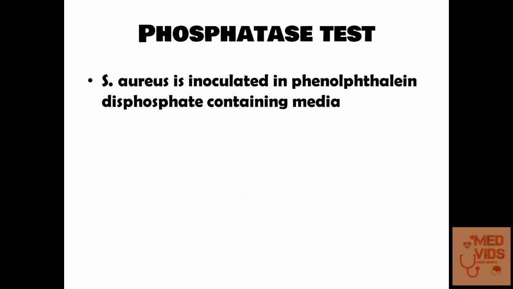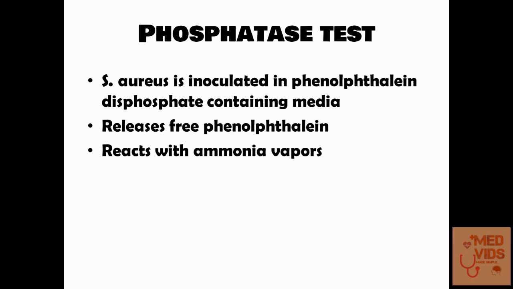Phosphatase test. Staphylococcus aureus containing sample is inoculated in phenolphthalein diphosphate containing media. What happens after that is Staphylococcus aureus has this phosphatase enzyme which can break down phenolphthalein diphosphate to release phenolphthalein. Okay, so free phenolphthalein is released. When ammonia vapors are passed over this, ammonia reacts with phenolphthalein to form pink colored colonies. This is the interpretation of phosphatase test.